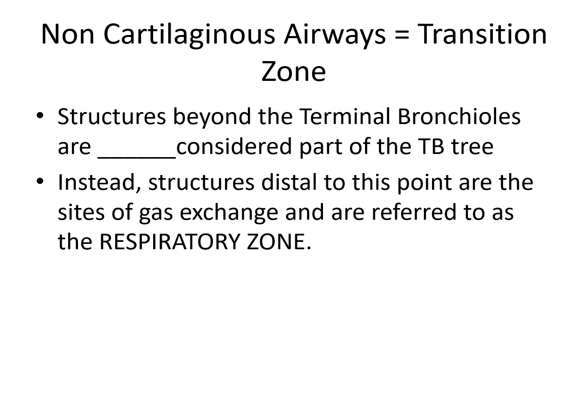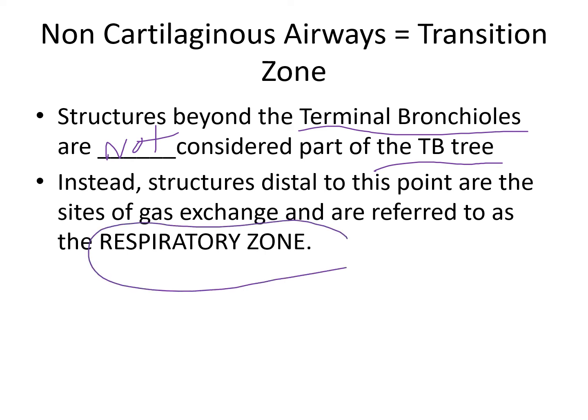Structures beyond the terminal bronchioles, something I already talked about, are not considered part of the tracheobronchial tree. That's like seeing a tree in the middle of winter without any leaves. That tree can exist without leaves, it's just in hibernation, and anything beyond it is something different. So the leaves of that tree, if you're using that analogy, would be something different. That would be the respiratory zone.